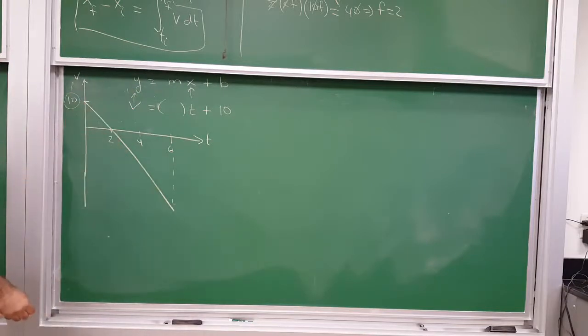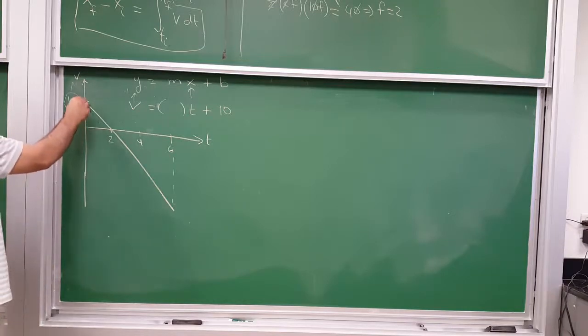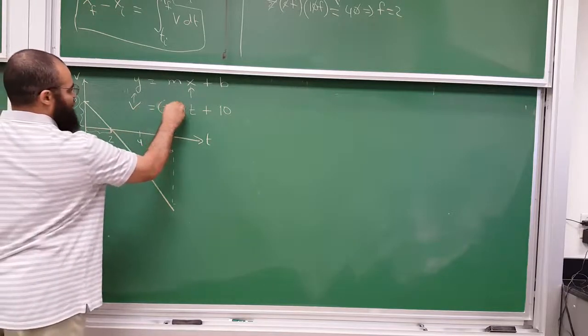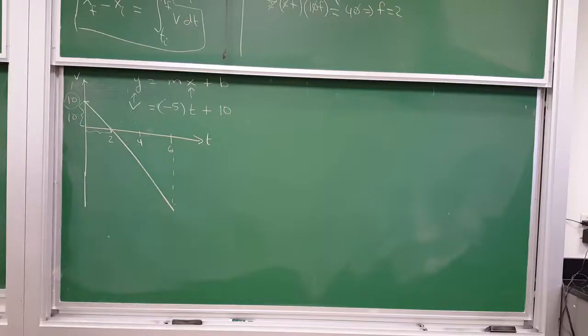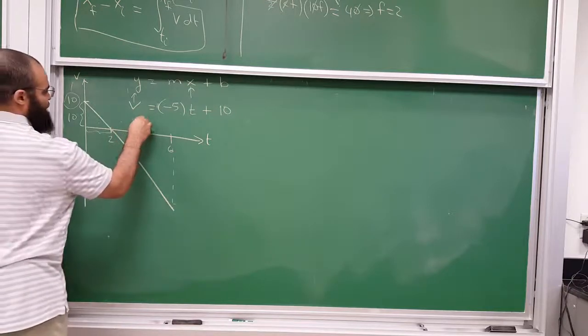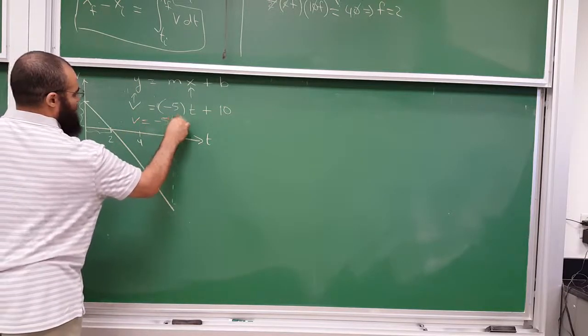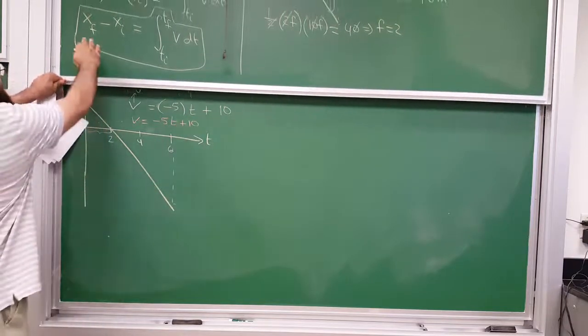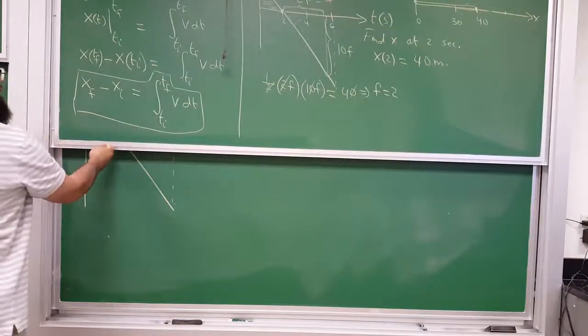What's the slope? Well, it's the rise over the run. So it went from 10 to 0, so the change in height is 10, and then this is 2. So it'll be 10 over 2, that's 5, but it's negative because it's decreasing, so it's really negative 10 over 2. So that's negative 5. So the velocity as a function of time, you can write it as v is equal to minus 5t plus 10. Now I'm going to use this to find the position versus time.